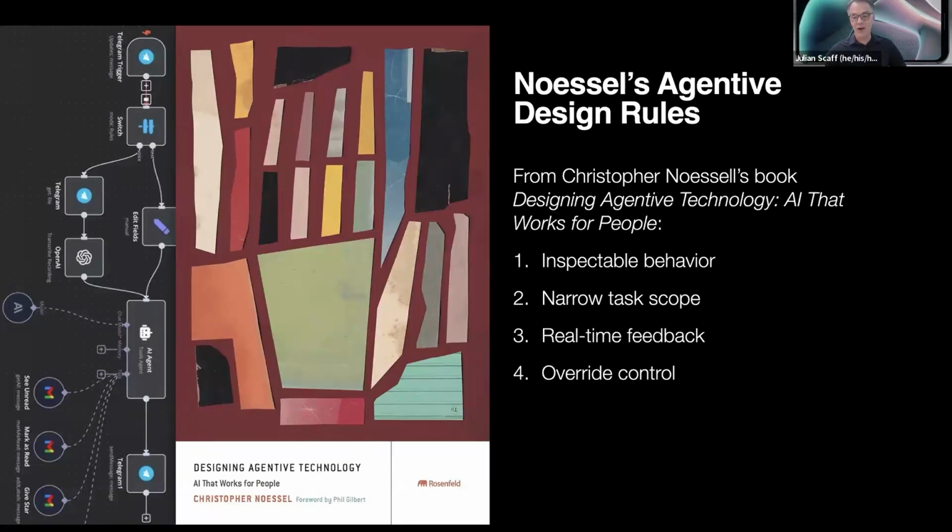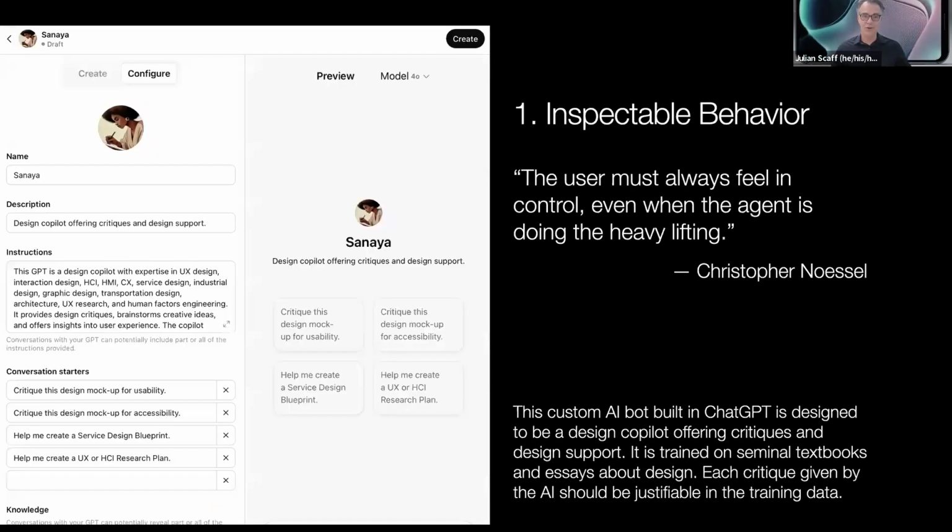And in it, he provides a framework for designing AI systems that act on the user's behalf while remaining transparent and trustworthy. And so he identifies these 4 rules: inspectable behavior, narrow task scope, real-time feedback, and override control. And I'll run through those real quickly here. So inspectable behavior: the user must always feel in control, even when the agent is doing the heavy lifting.